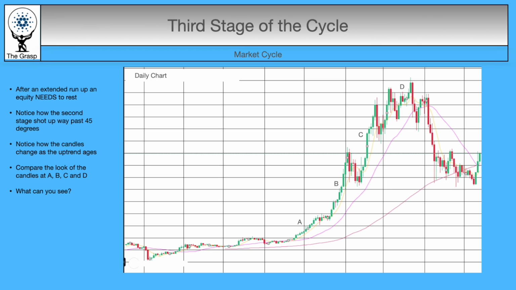Again, it's a daily chart, but as you can see, after an extended run up, the equity needs to rest. But notice how the candles are much larger than they are in other areas. Notice how there's a lot more overlap. It's not clean like it is in A and B, but when you get above B at C and D, you'll see that the candles are overlapping and sloppy. You don't get a nice clear trend in any direction, and this is where a lot of people lose their money.